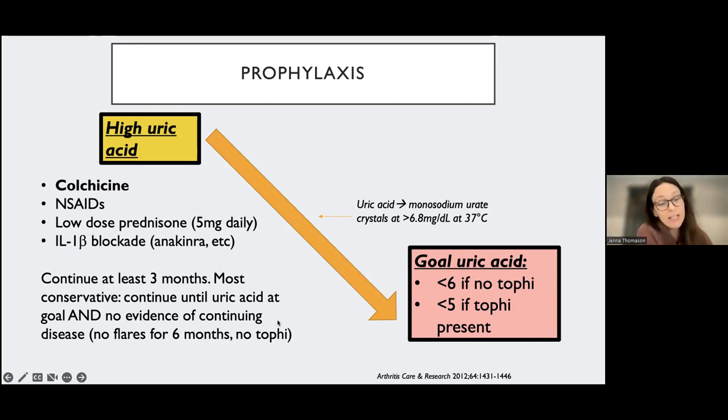But in some of my patients that have just like gout has totally wreaked havoc in their lives and they have damage, I might go with a more conservative recommendation, and that is to continue their prophylaxis until their uric acid is at goal consistently and they've had no flares for 6 months and no tophi. This 3 month rule only applies to patients without tophi. If the patient has tophi, then they will be on prophylaxis long term until those tophi have resolved.